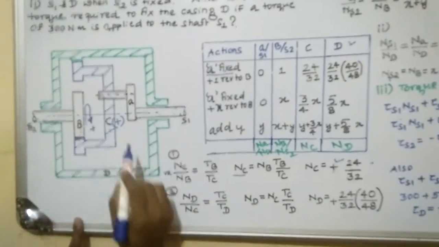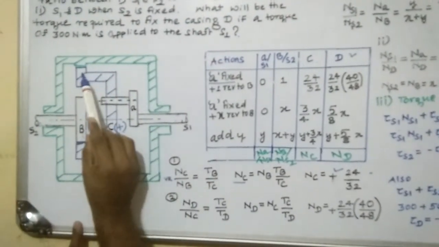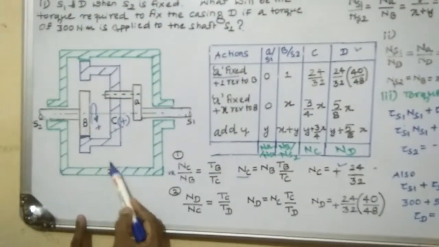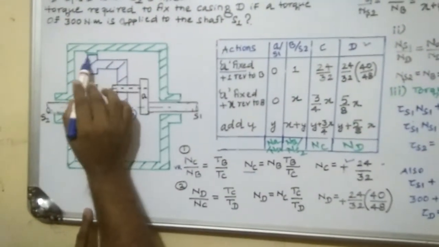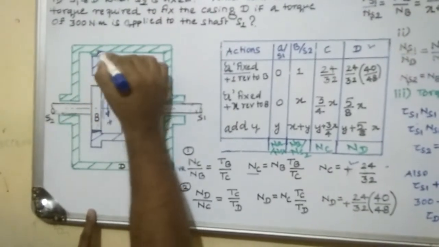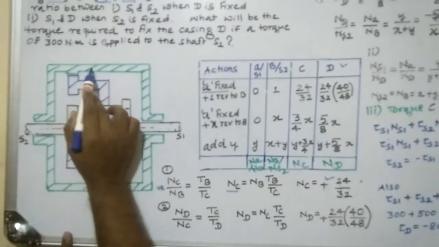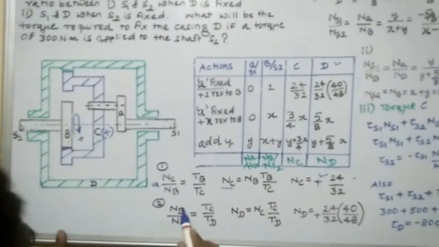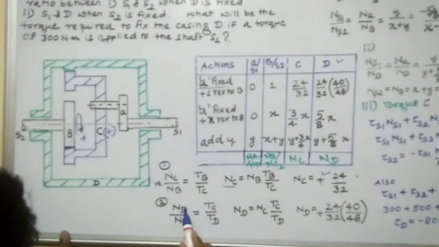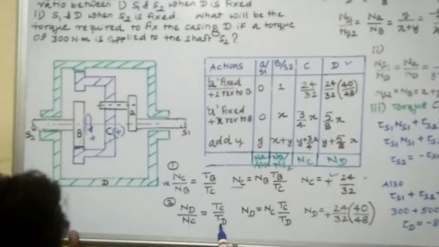In D, look at the figure. D is connected to what? C. D is connected to C only here. Now C is having external teeth, and D is having internal teeth. Then this is the ratio of driven divided by driver, the reciprocal of the number of teeth.